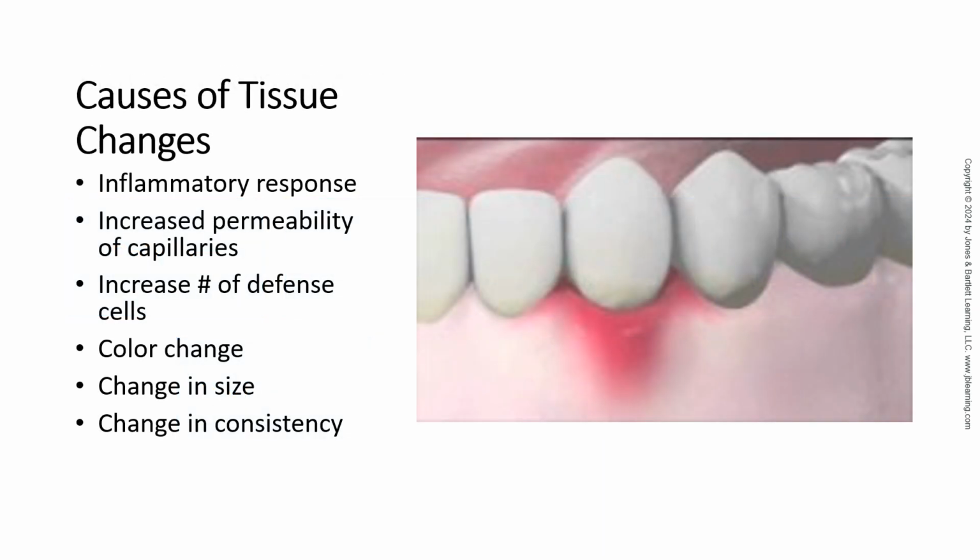Changes in tissue. The causes of tissue changes are the inflammatory response as well as the breakdown of that inner cellular substance and increased permeability of the capillaries. Changes produced on the tissue include the color, the size, the shape, and the consistency.